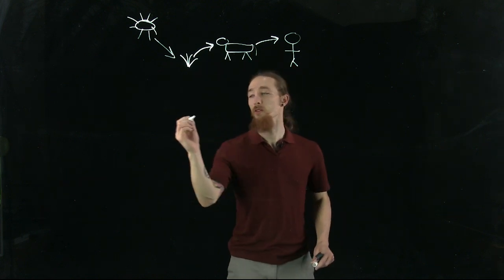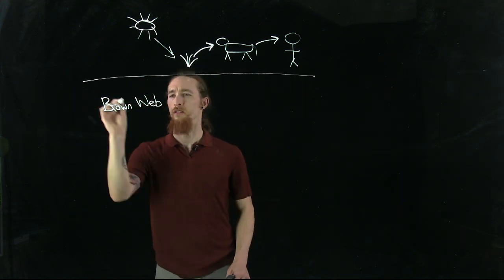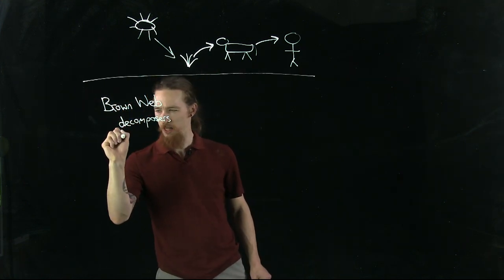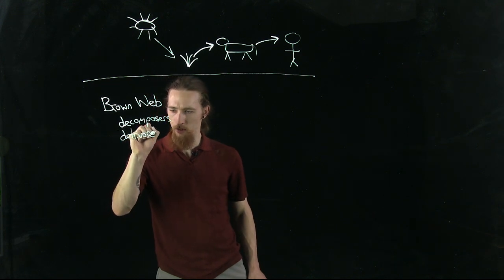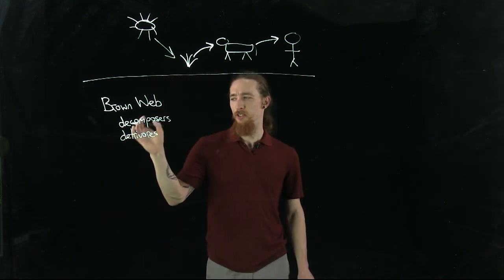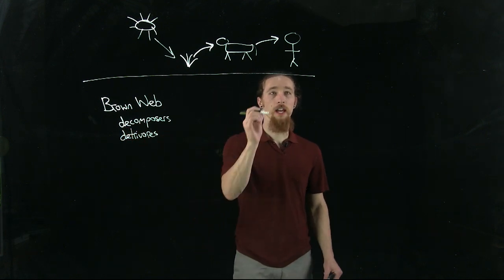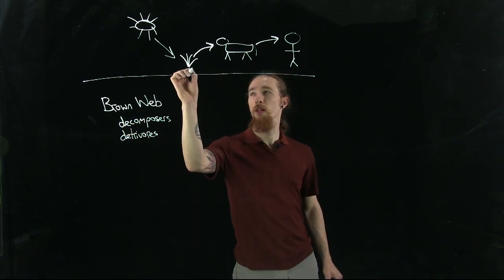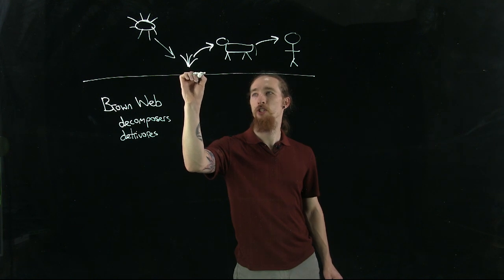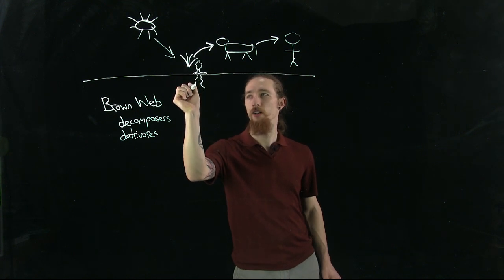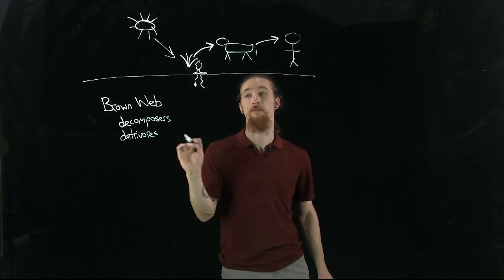There is a brown web full of decomposers and detritivores. These are things which eat detritus, decomposed material. They are eating when this plant dies and it just makes a bunch of leaf litter. Worms are coming up, grabbing the leaf, and pulling it underground and eating it and pooping it out.